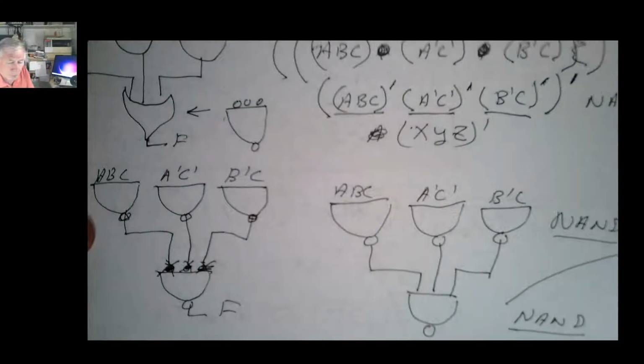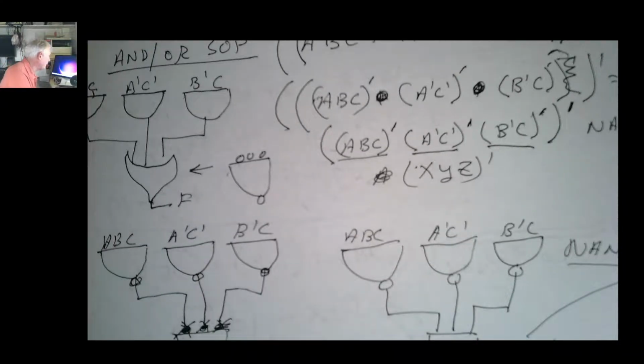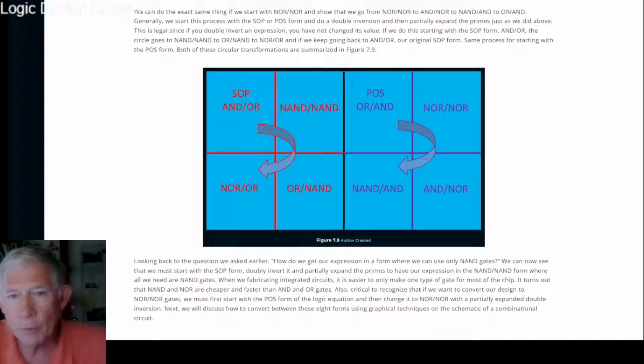Now, what would happen if I did more work? Well, it turns out if we keep going, if I did a little more expansion, I'd be in OR NAND form. If I did a little more expansion, I'd be in NOR OR, and if I did a little more, I'd be back in my original form. I'm not going to go through that in the interest of time.